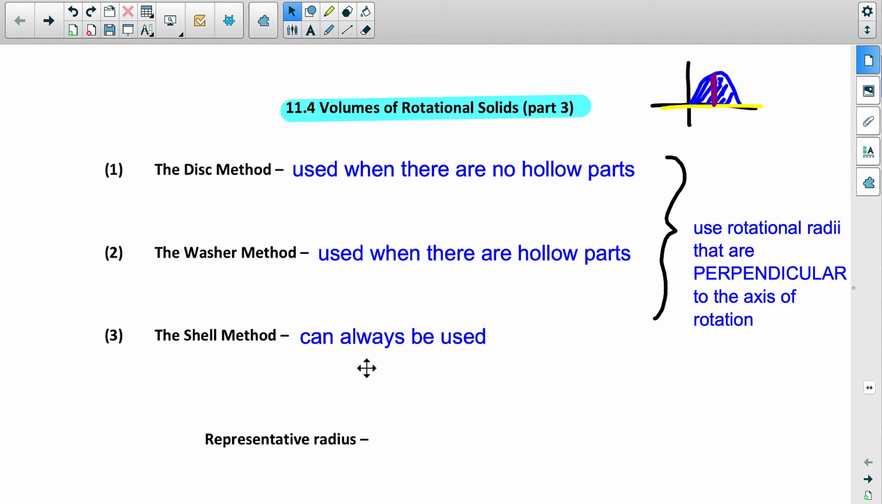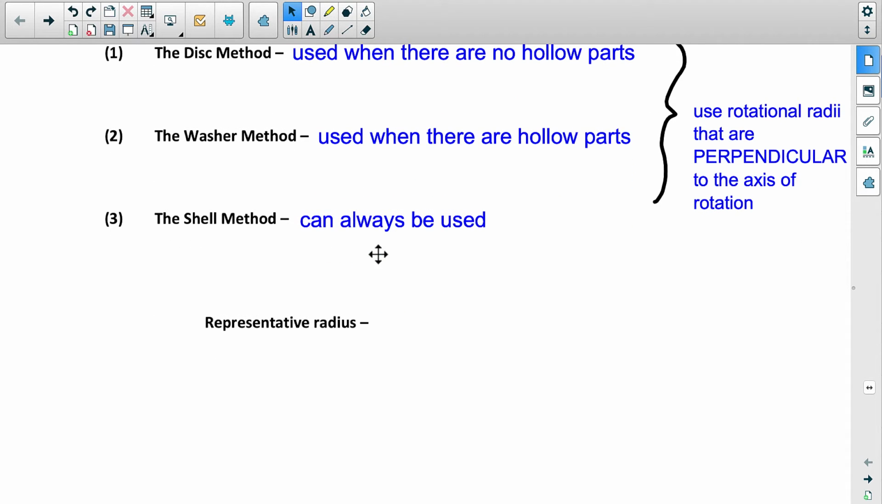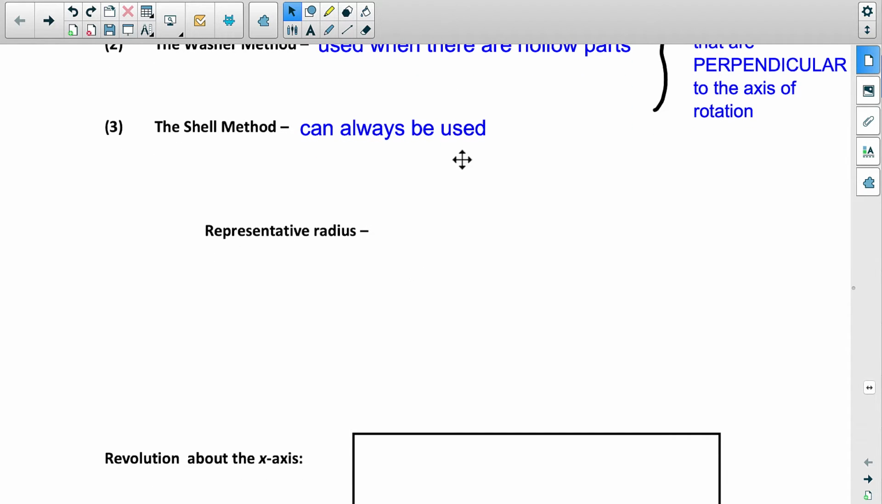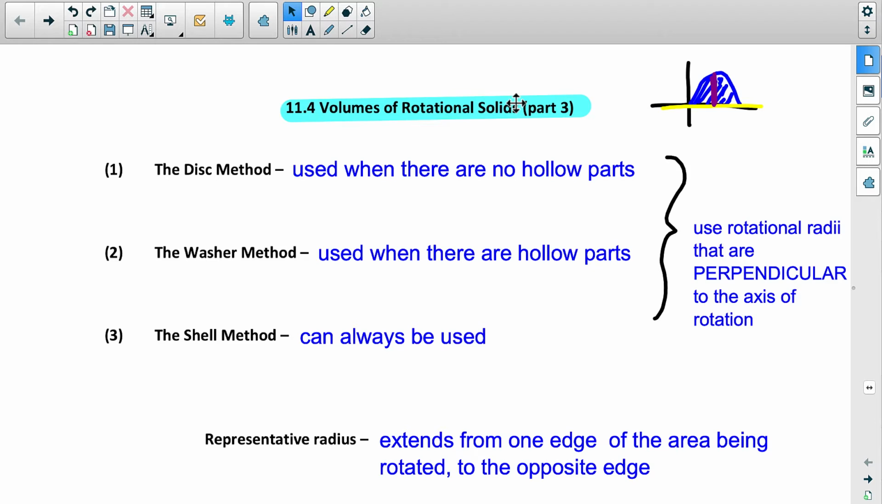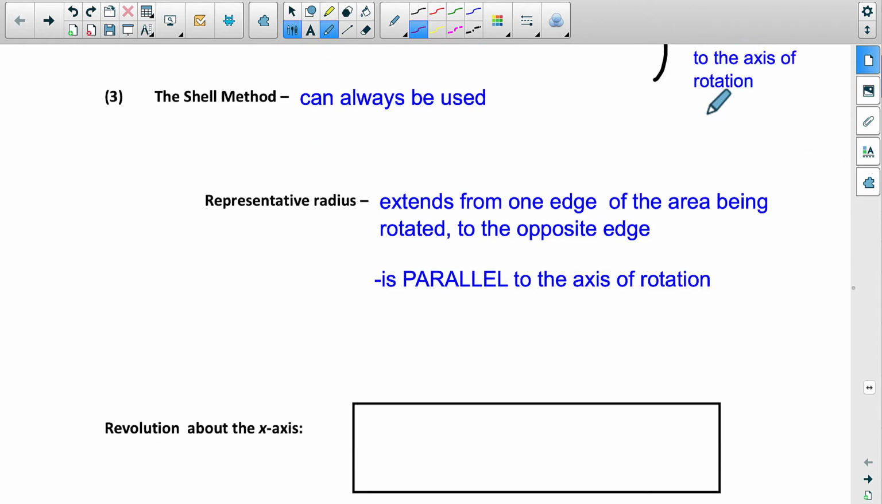Now, the new method we're learning today is called the shell method. It can always be used. Doesn't matter if there's hollow parts or no hollow parts, you can always use it. And for this, there's not a rotational radii, there's a representative radius. It extends from one edge of the area being rotated to the opposite edge, and it's parallel to the axis of rotation. So if I go back to my drawing, the representative radius is actually parallel to the yellow line. It would go from one side of my curve to the other. So this would be the representative radius. That's the big difference. Rather than being perpendicular, this radius is parallel to the axis of rotation.